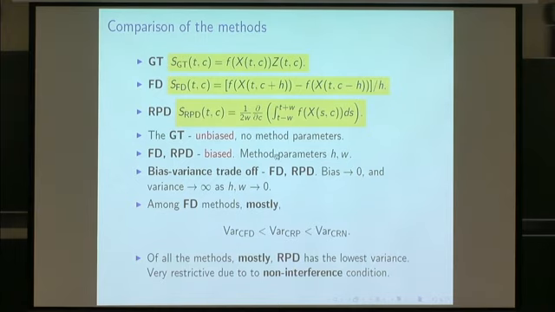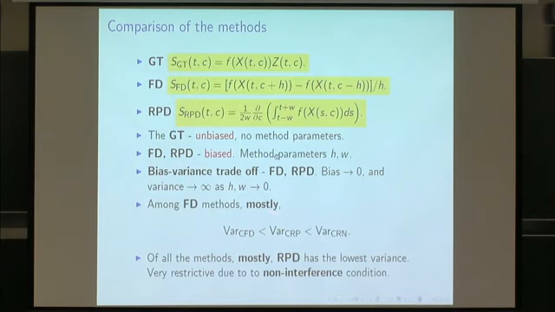H is the finite difference perturbation. W is the regularization window. Right? And the problem is there is a bias-variance trade-off. The bias goes to 0 if you let H go to 0 or W go to 0, but the variance blows up. Okay? So you try to make the bias small, and the variance blows up. And so you don't really know what exactly is the right thing to do.